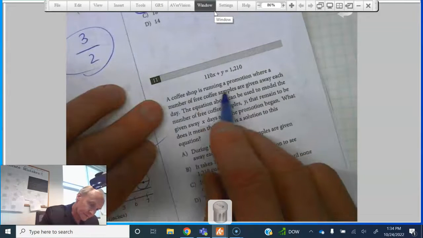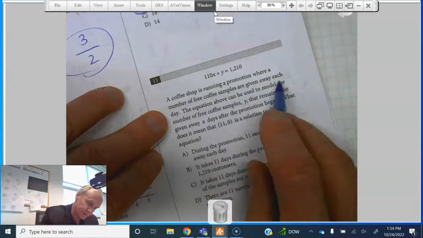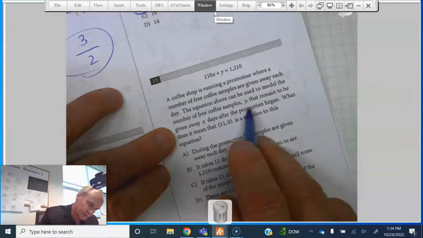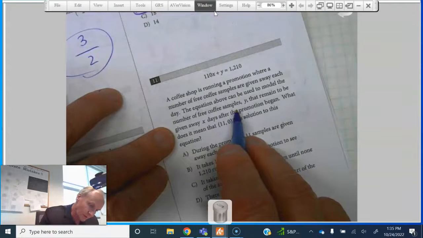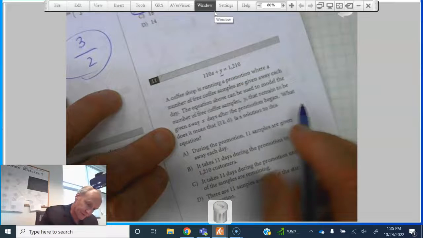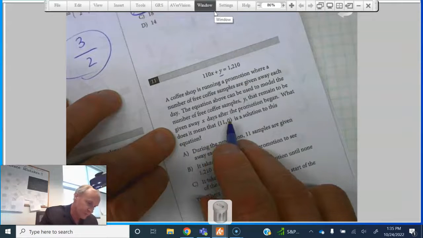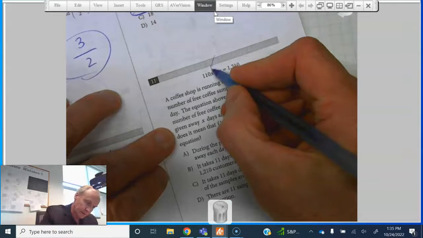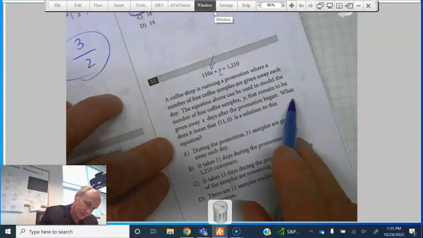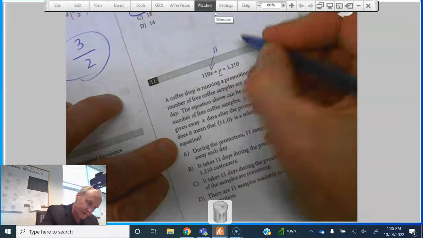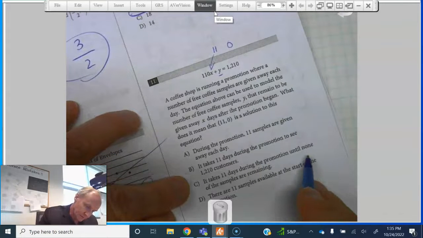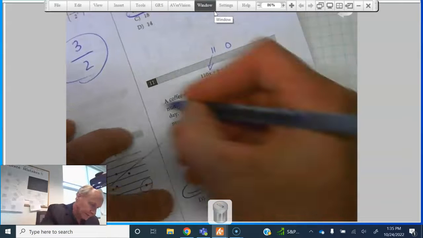A coffee shop is running a promotion where a number of free samples are given away each day. Okay. The equation can model the number of free samples Y. So Y are the free samples that remain to be given away X days after the promotion began. So X is the number of days that have been going on. So after 11 days, they have 0 samples left. C. You just have to interpret it.